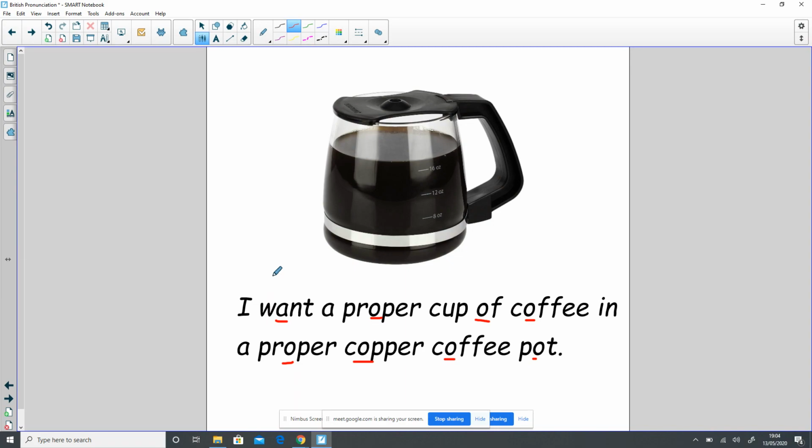But if you want to sound like you come from the USA, which is also fine. So USA English, I want. So you don't say the T. Before a vowel, you don't say the T. So I want a proper cup of coffee in a proper copper coffee pot. Now I come from England, so I'm going to say it how I would naturally. I want a proper cup of coffee in a proper copper coffee pot. There we go. Have a little practice at that if you want to have British pronunciation.